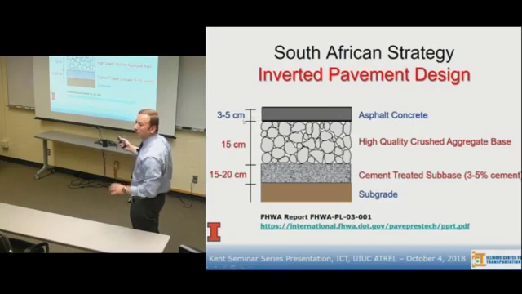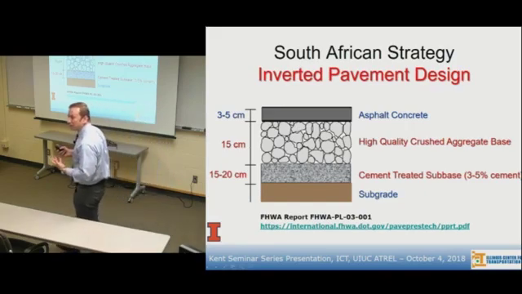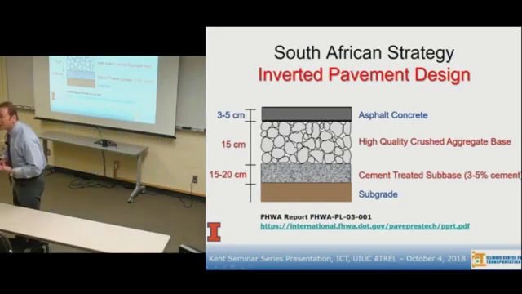And then 3 to 5 centimeters, that's up to 2 inches, of asphalt concrete on top. And now I'll show you some examples from South Africa. With this kind of pavement structure, they're able to carry 50 million ESALs of traffic. Okay? And this pavement lasts.